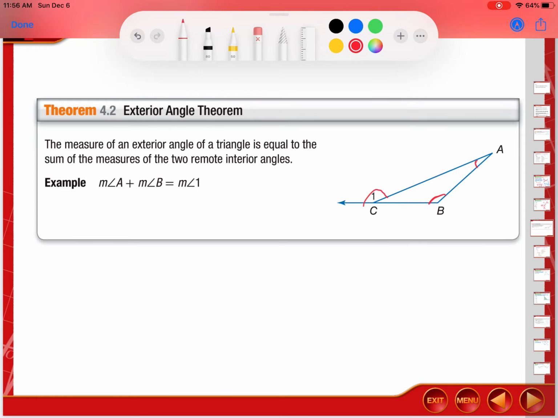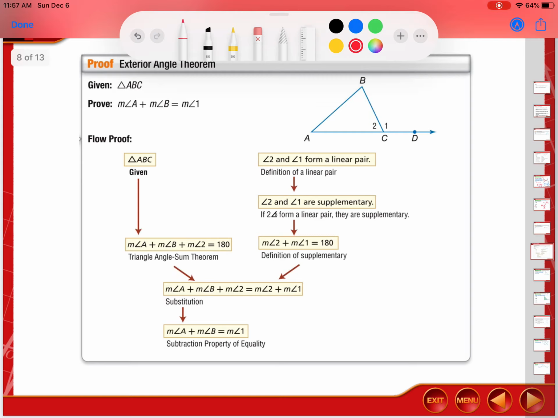Alright, so essentially why this is, is because if we take angle A, B, and C, they are going to add up to equal 180. And the other thing that's going to add up to equal 180 is angle 1 plus angle C, because they combine to make a straight line. So if we set those equal to each other, essentially A plus B is always going to equal angle 1, which is what this theorem is stating. This is a flow-proof for exterior angle theorem.